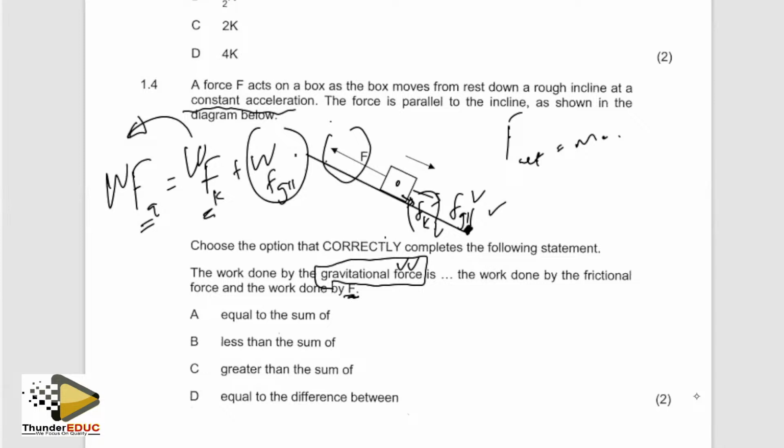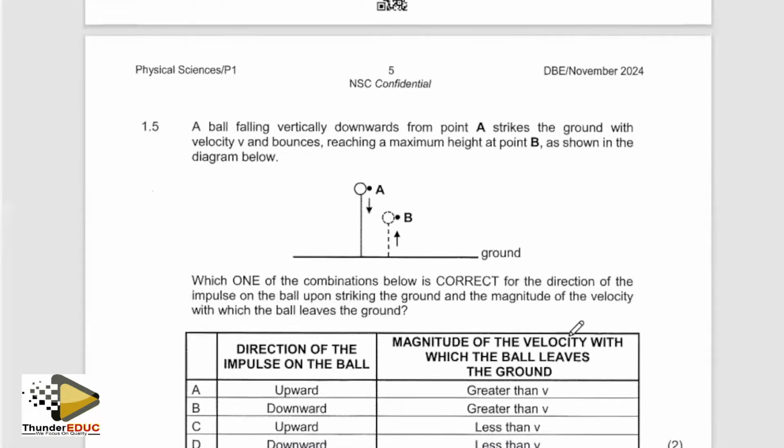But if it is the difference, is it going to be greater or is it going to be less? It's going to be definitely less, but let's go with option D, that is focusing on the difference between the work done by the friction and the work done by F. So I'll go with option D. That is according to me. We can have various opinions about that.